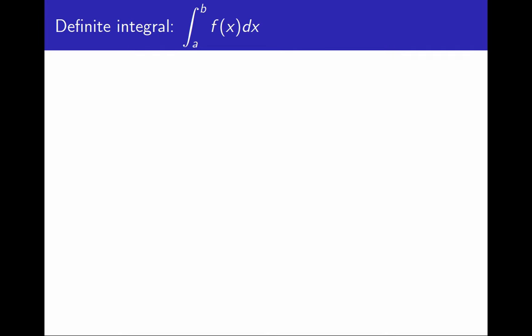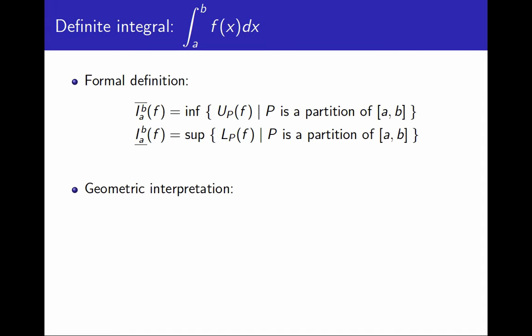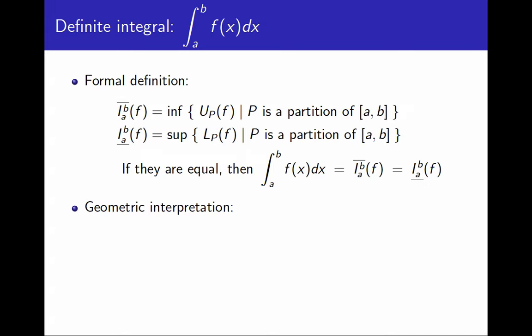First, the definite integral, the integral from a to b of f of x dx. We had a formal definition and a geometric interpretation. The formal definition is the only rigorous one, but the geometric interpretation is much easier and cleaner to understand. I remind you the formal definition, which was complicated. We first need to compute the upper integral as the infimum of all the upper sums, and the lower integral as the supremum of all the lower sums. And if those two quantities are the same, then that's what we call the integral.